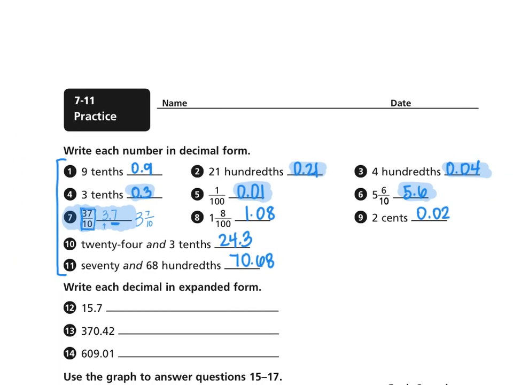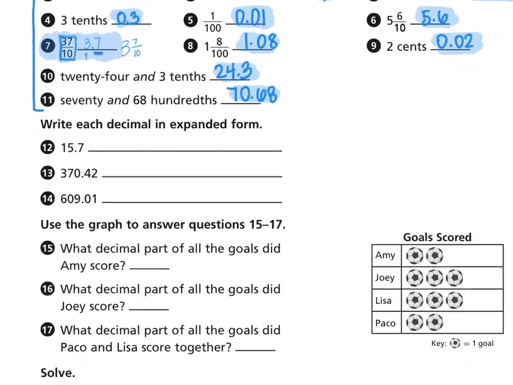Number 8 is 1 and 8/100. Number 9 is 0 and 2/100. That was 2 cents, which is 2 pennies. Then 24 and 3/10, 70 and 68/100. We just did a few expanded forms.